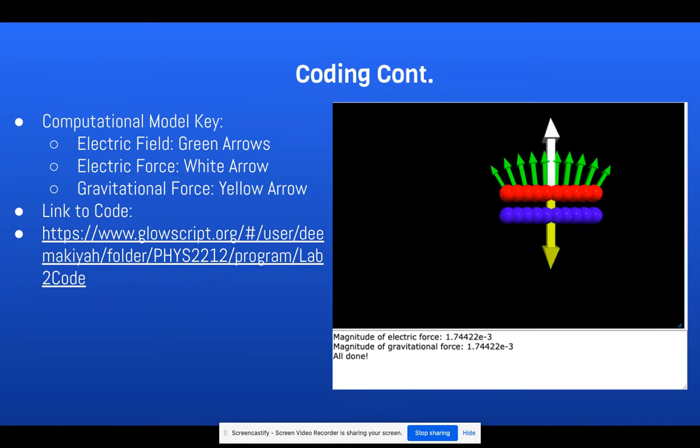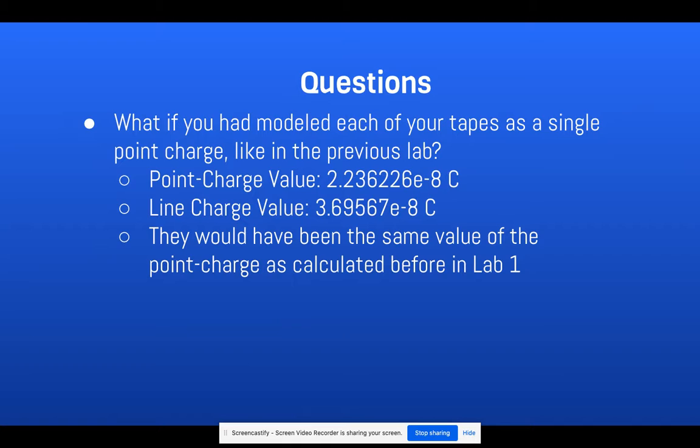Here we can see what my code looks like when we run it. The red balls are the top tape, the blue balls are the bottom tape. The red arrow is the electric force, the yellow arrow is the gravitational force, which are equal and opposite in direction. The green arrows are the electric fields of each section of the tape. I added the link to my code so everyone can take a further look at how I was able to create my computational model.